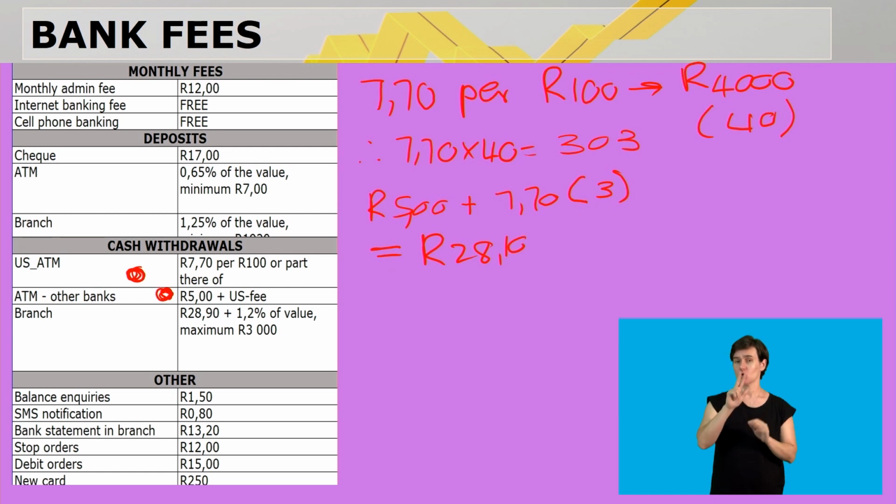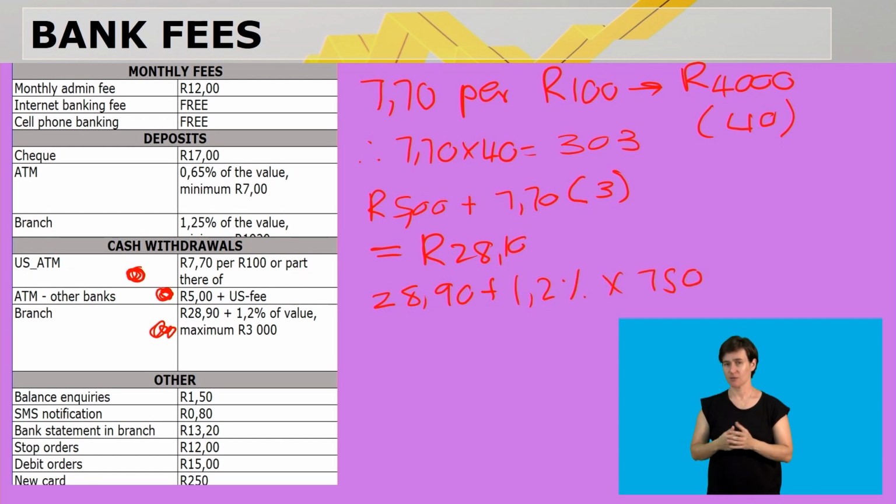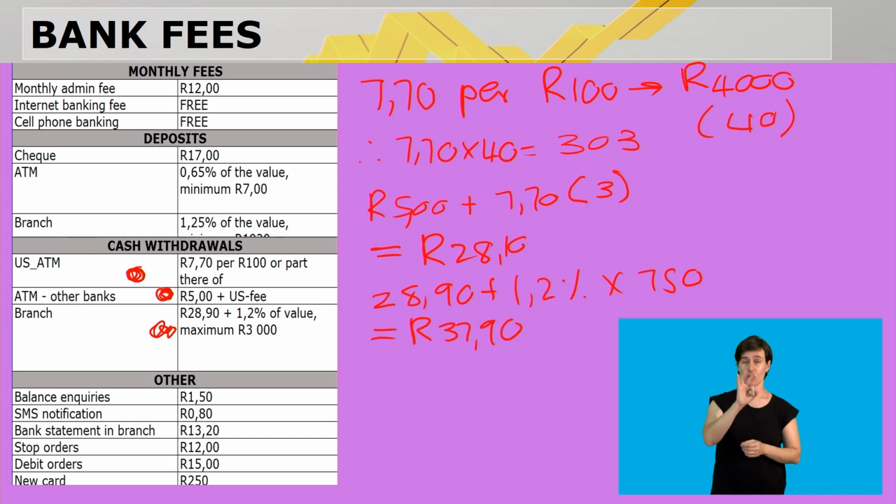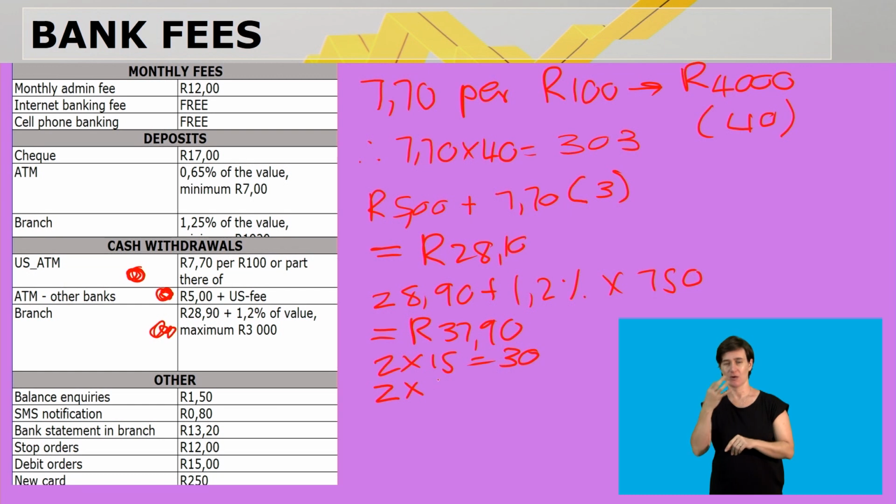Then there's cash over the counter. Let's look at cash over the counter. There we go, and it was 750 Rand. So then it's going to be 28 Rand 90 plus 1% of the value. So it's 1% of the 750 Rand, and that is 37 Rand 90. And then he's got 2 debit orders, so it's 2 times 15, which is 30, and the balance inquiries 2 times 1.50 Rand, which is 3 Rand.